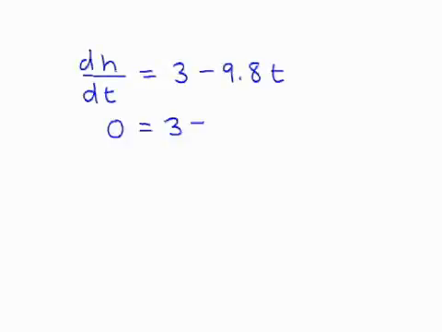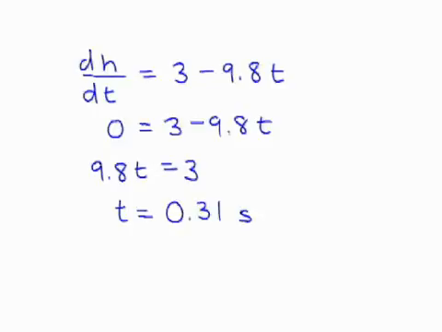If you remember back in the previous part of this question, we said that dh/dt was the rate of change in the displacement with respect to time, or the instantaneous velocity. When the ball is at its maximum height, its velocity is momentarily equal to 0. So if we take the derivative, 3 minus 9.8t, and set it equal to 0, we should be able to find the time when the ball reaches its maximum height. And that is exactly what we've done. We've rearranged and solved for t, and t is equal to 0.31 seconds.